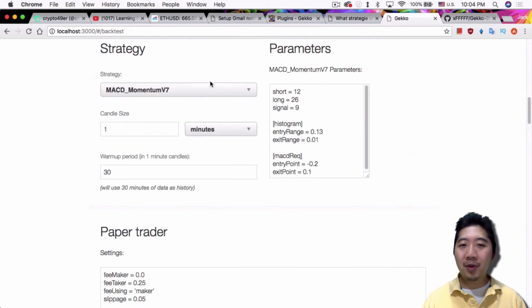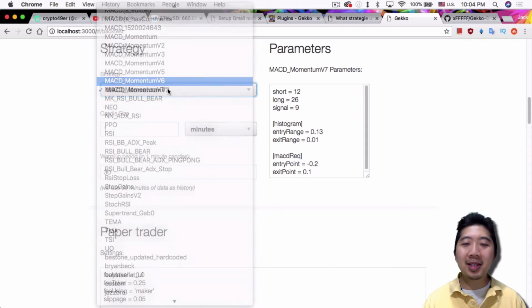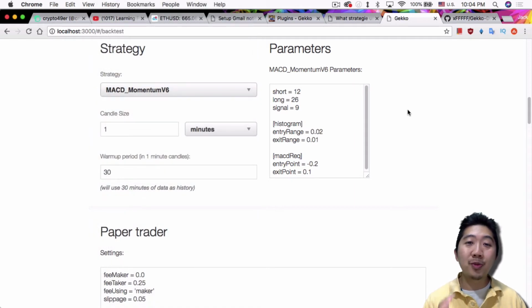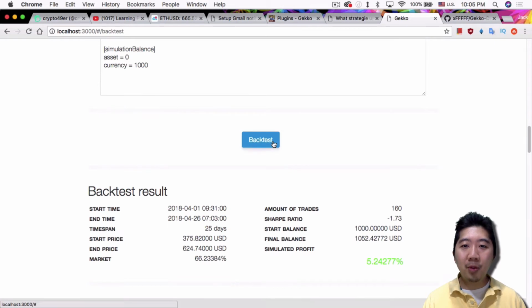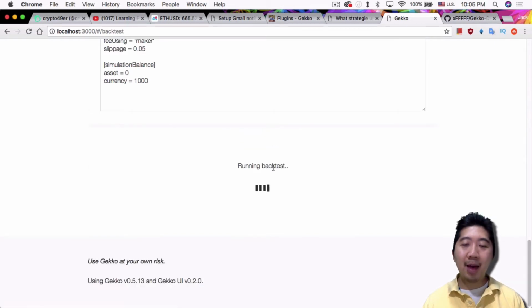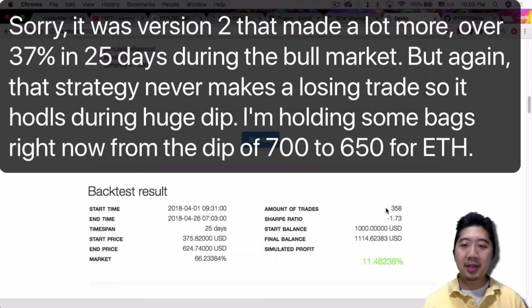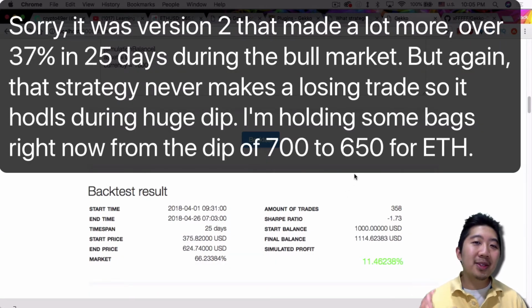And I just want to show you, for comparison, version 6, my last version, the one that I'm actually using in the live trades right now. In a bull market, how much does it make? It makes a lot more than 5%. Well, not a lot more. It's 11%, so at least it's double. It makes double what version 7 does.